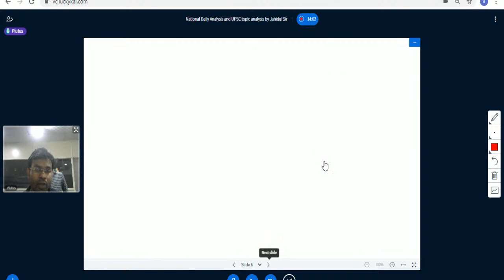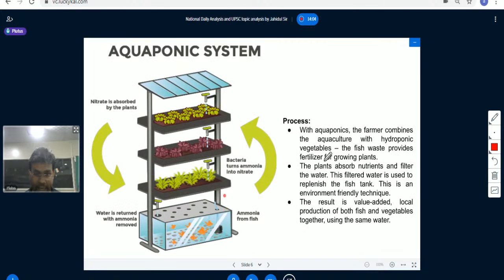After we have understood about aquaculture and hydroponics, now we will learn about the aquaponic system.